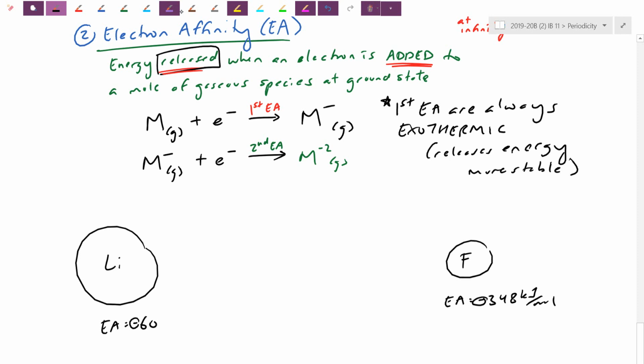So in this case here, what you're going to find when you check that section 8 on the table, you're going to find they quote all the first electron affinities. You're going to find all of them are actually negative. They release energy.